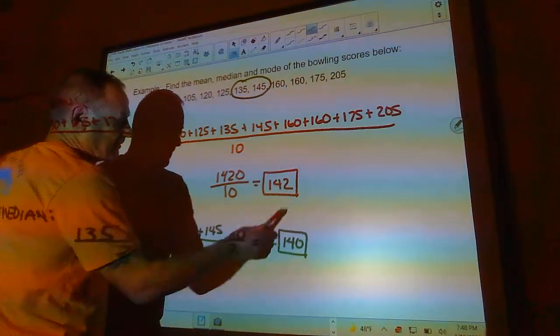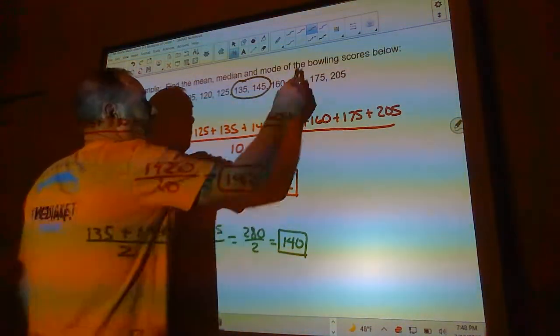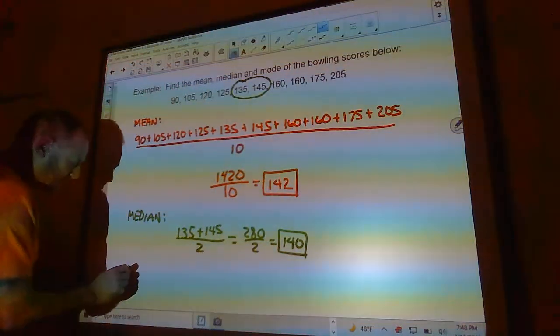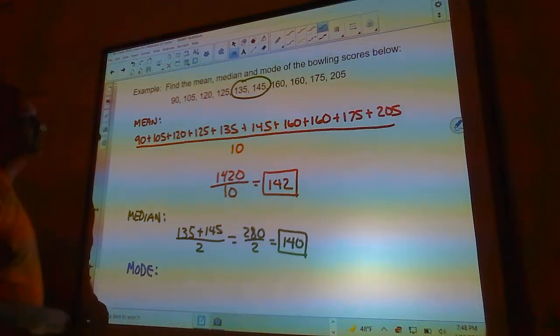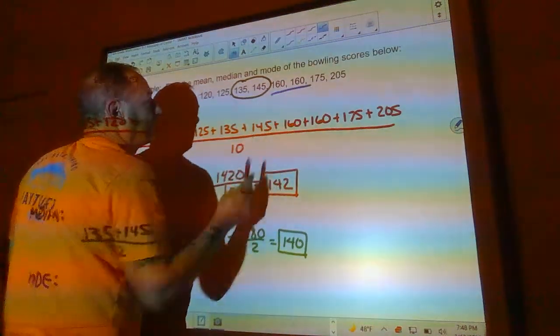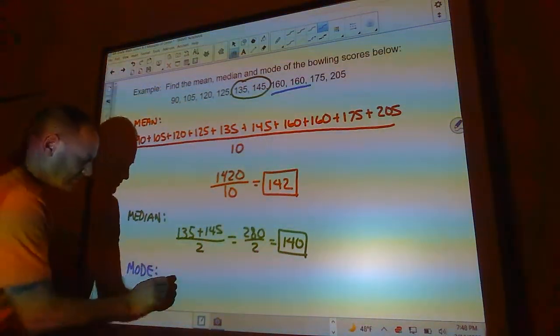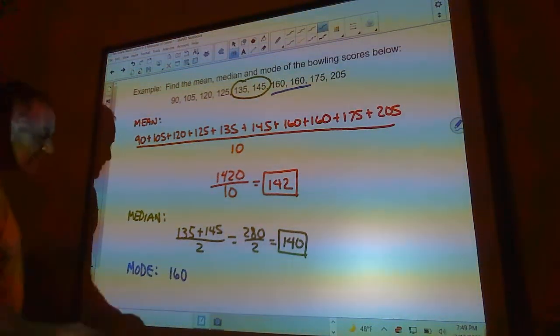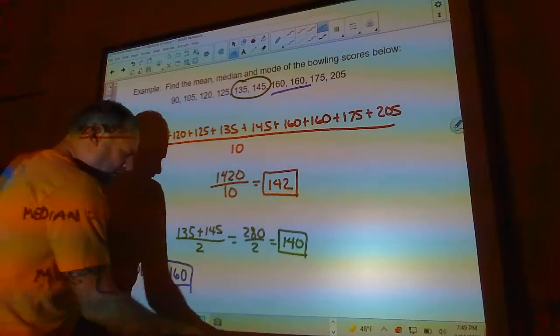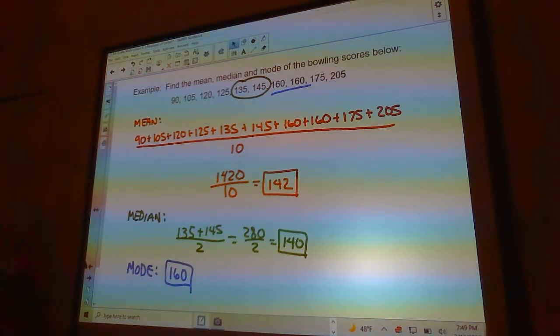Okay, so I always like it when my mean and my median are really close together. Now my mode is the one that occurs the most. So that would be right there. That occurs twice. That's the only one that occurs twice. So the mode is 160. The mode is almost always the easiest one to calculate. Okay, so hopefully you got all three of those right.